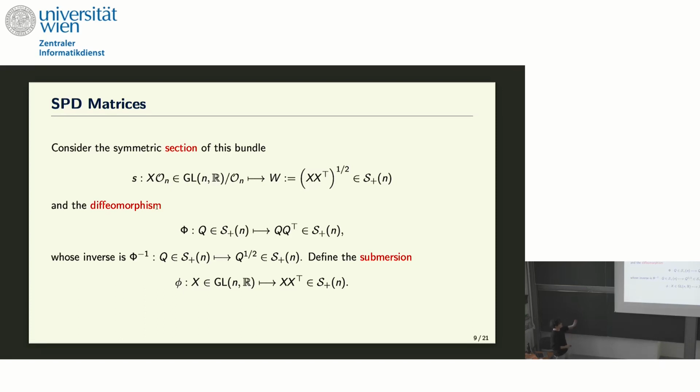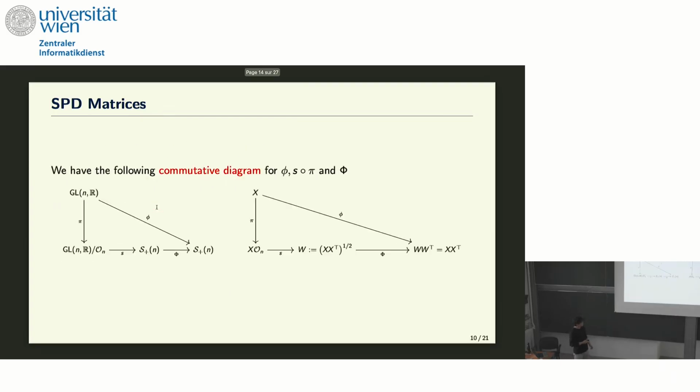So I take a symmetric section of this bundle, okay? So W equals X X transpose. And I also have a diffeomorphism from S plus 2 to itself, simply by taking the square roots of my matrices. So the inverse is simply the uniquely defined matrix square root for symmetric matrices. All right, and I have this commutative diagram. Commutative simply means that if I go this way or this way, it's the same thing. I end up here and it gives me the same computation.